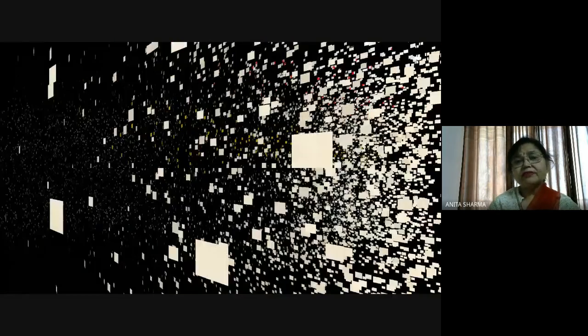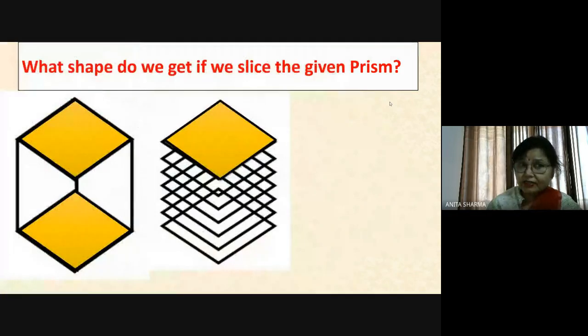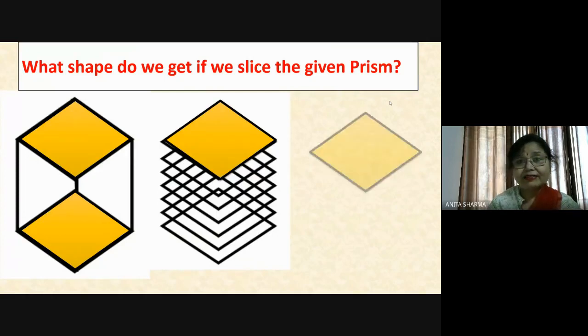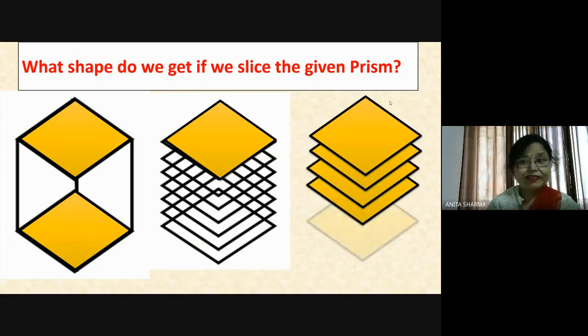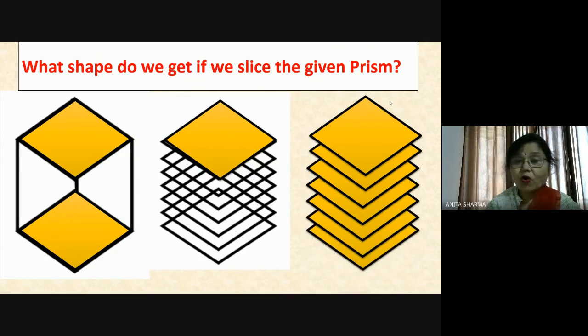So now, children, what happens when I slice this prism, which is a square prism? Just see, I'm slicing one, again a second slice, third slice, fourth slice, fifth slice, sixth slice, seventh slice. So all slices are of equal size and shape, means they are just identical, photocopies of each other.